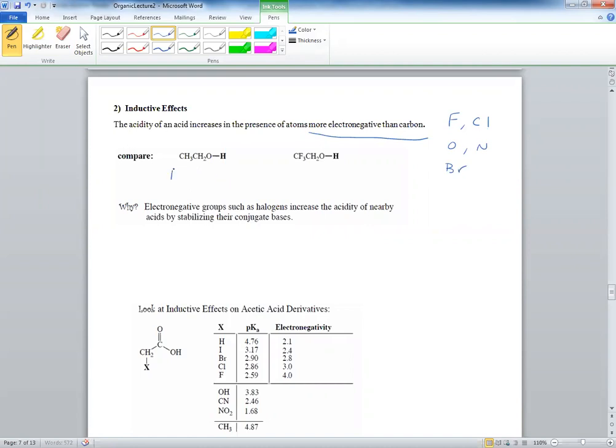If you compare the pKa's of these two, the pKa of, in this case ethanol, would be around 16. It's an alcohol, but the pKa of this molecule is around 12.4. So how can you explain the difference? So obviously you know that this one right here is the stronger acid.